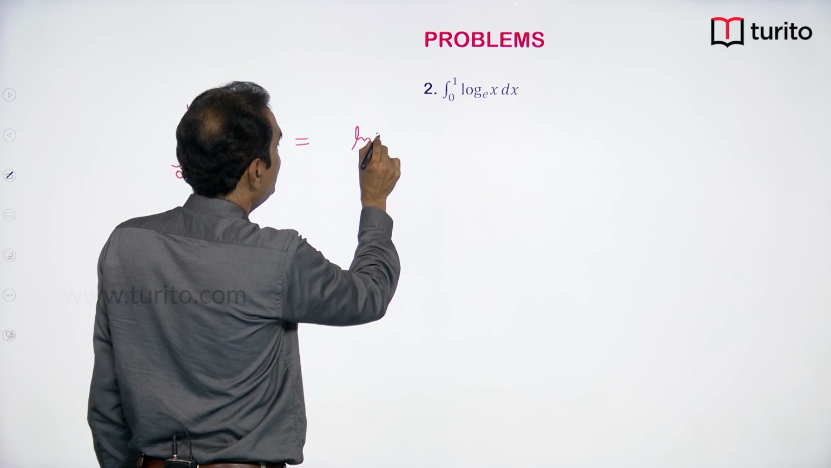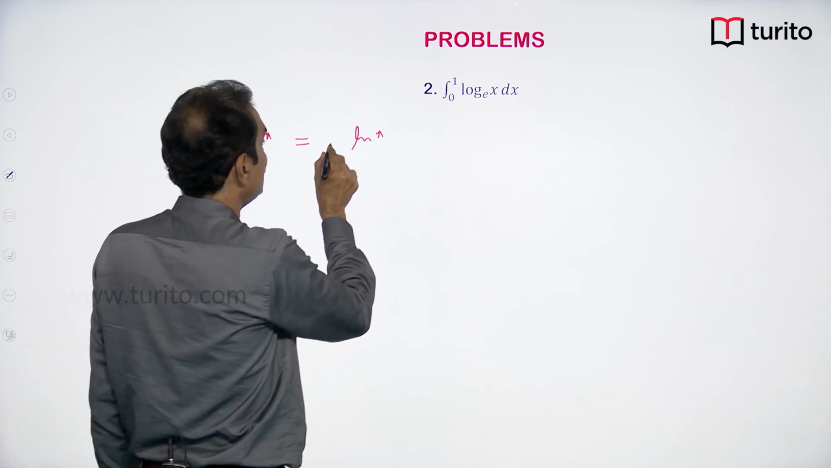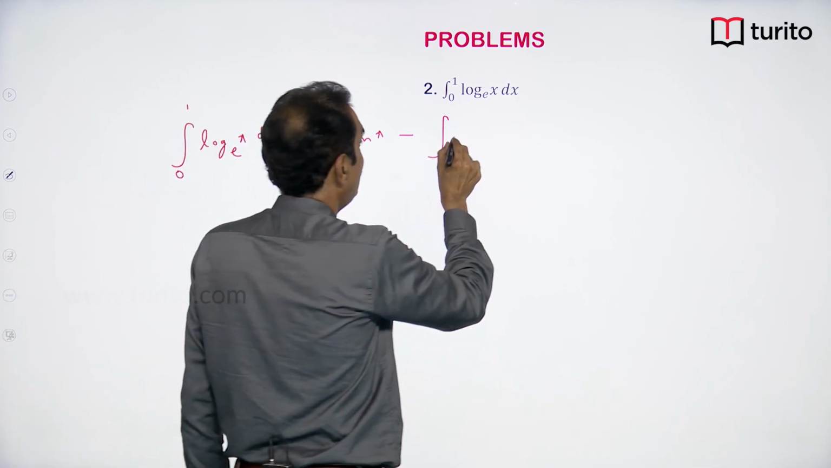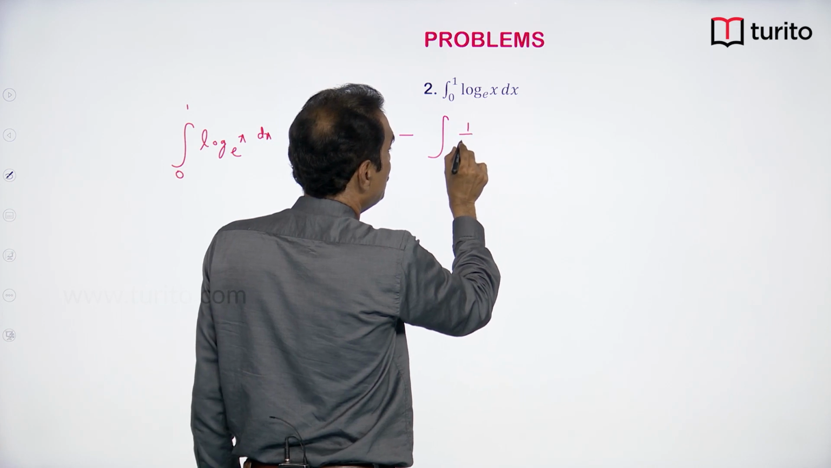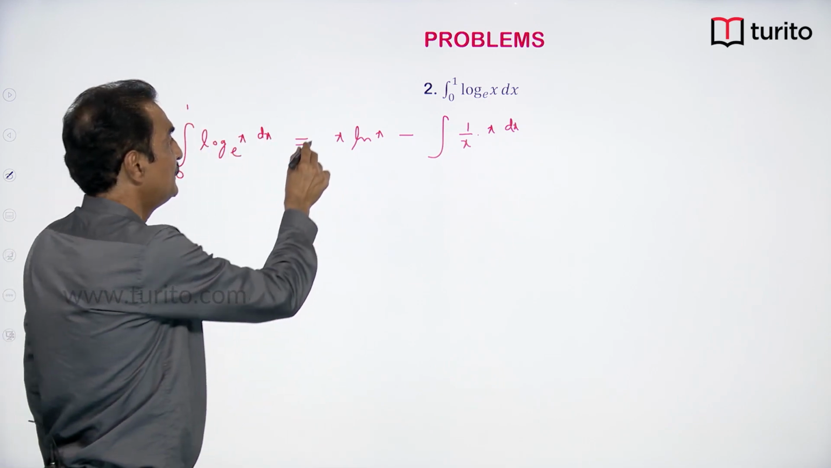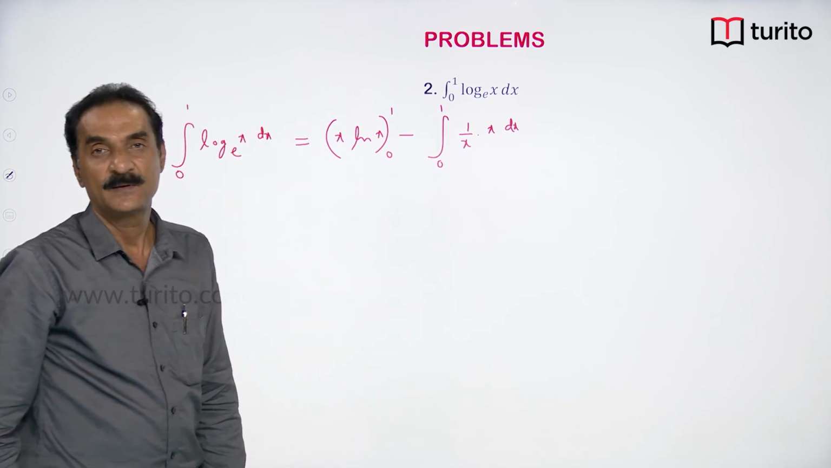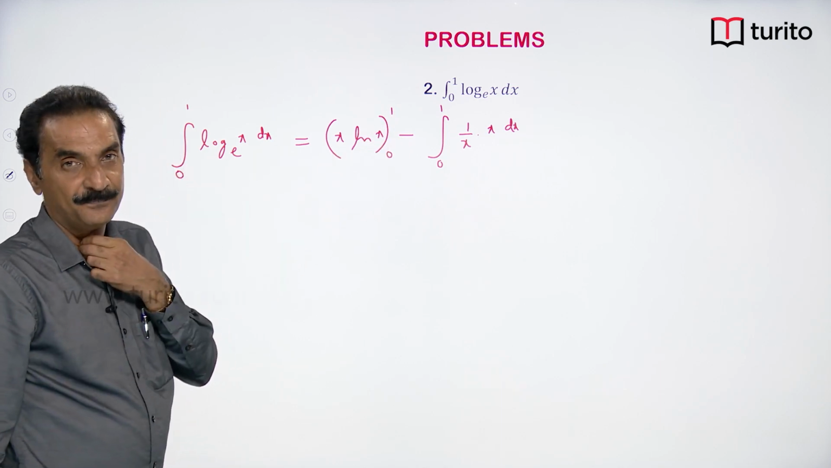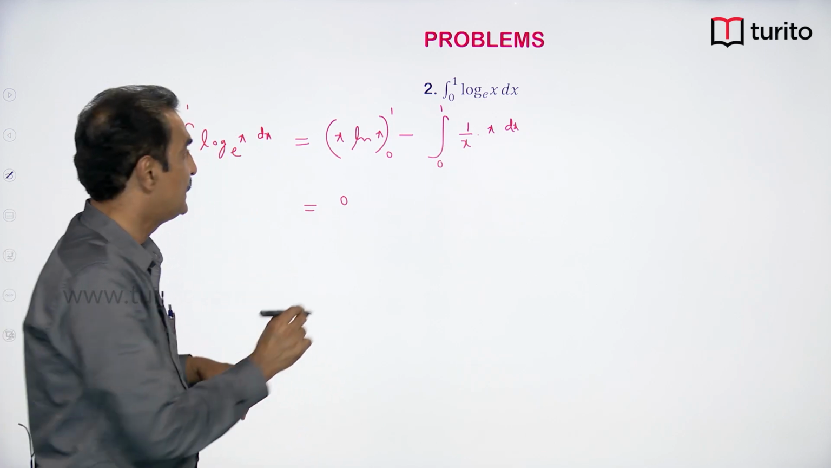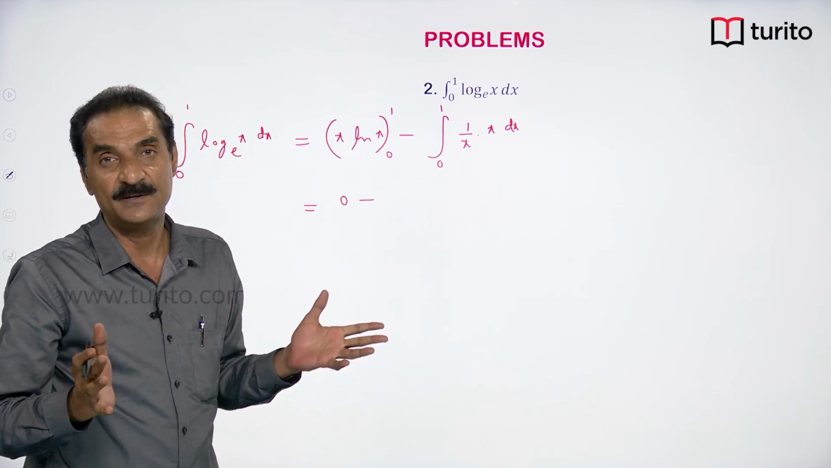First function, I will write this log x as ln x because the base is e. First function into integral of the second function is x, minus integral of the derivative of the first function, derivative of ln x is 1 by x, into integral of the second function is x, dx. We have to write limits here, 0 to 1. If you substitute 1, 1 ln 1 is 0, log 1 is 0, minus if you substitute 0, 0 into log 0, which is not defined.